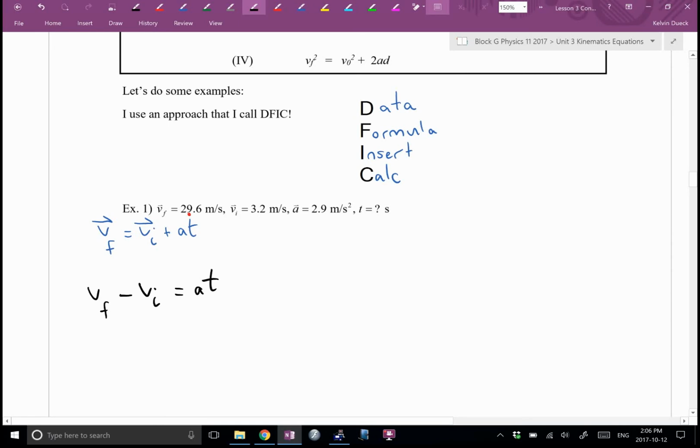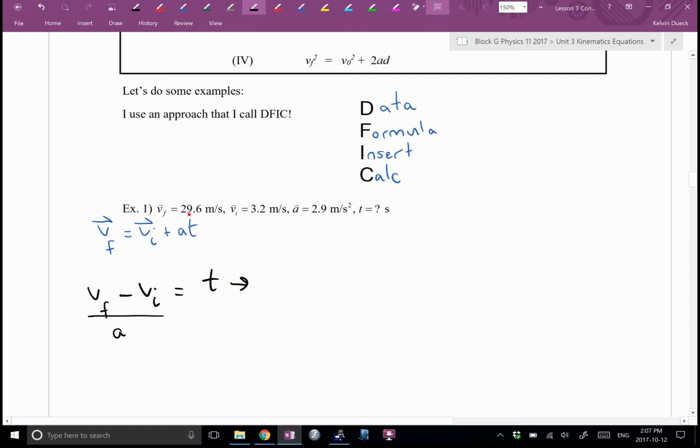What are we trying to get by itself? T. What's right next to the T still? A. How will I move the A over? Divide. Write that down. There is another equation, but I'm going to teach you how you can derive it. And you're going to find in about a week and a half, you'll glance at it and you'll have the equation in your head. And if you get there, that's my goal for all of you.